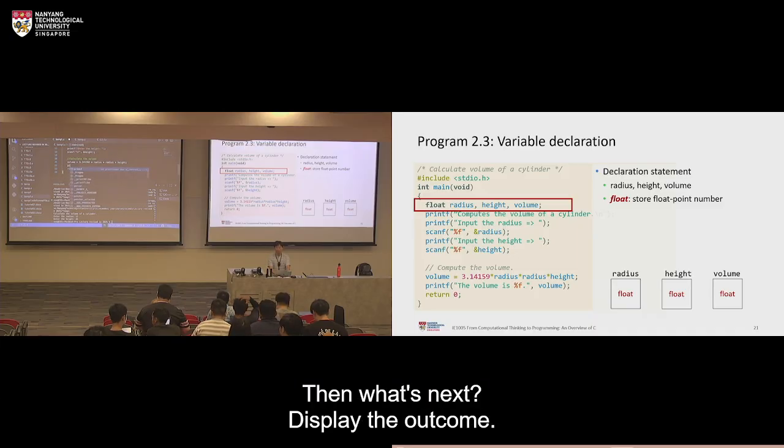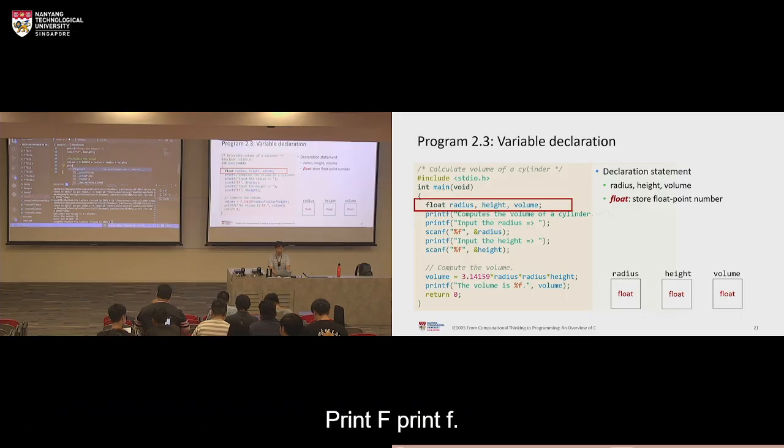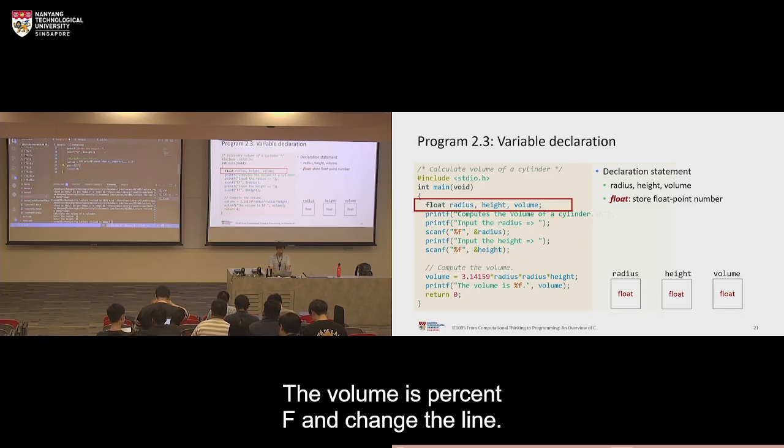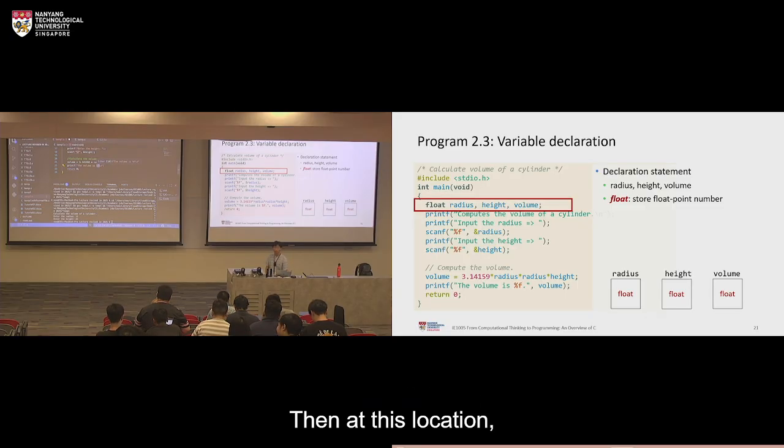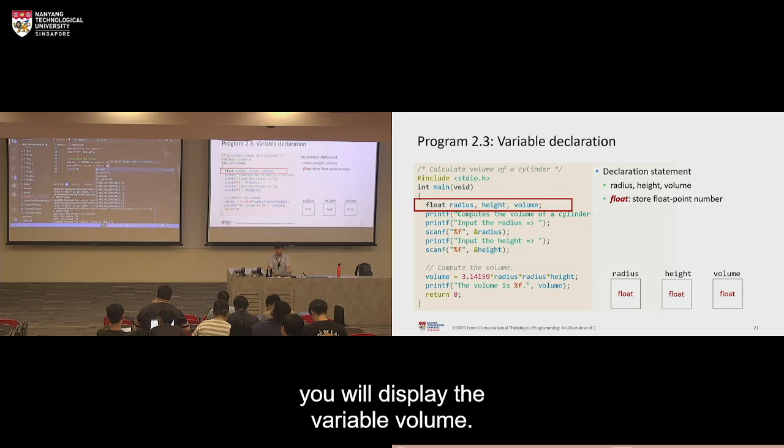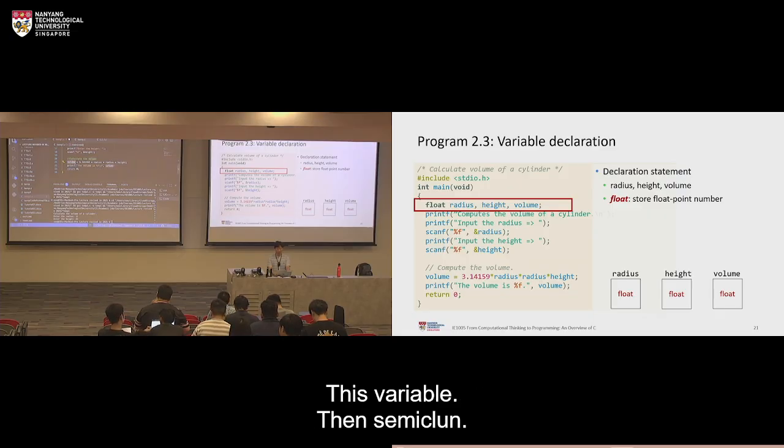Then what's next? Display the outcome. Printf, the volume is %f. And change the line. Okay, now we have this specifier %f. Then at this location, you will display the variable volume, right? This variable. Then semicolon.